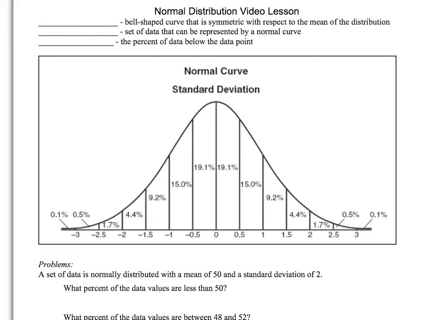So a bell-shaped curve that is symmetric with respect to the mean of the distribution is a normal curve. The set of data that can be represented by a normal curve is called a normal distribution, and that's going to be an important thing to look for in these word problems. This is normal distribution.